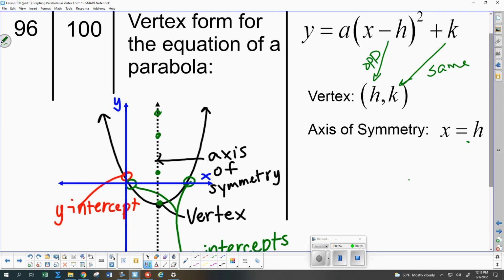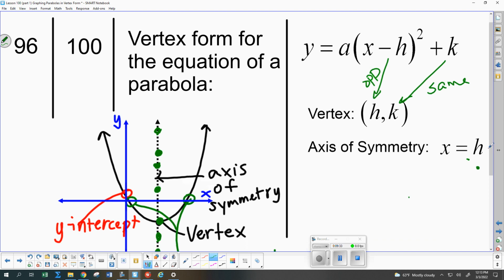If you look at this parabola, here's the vertex, HK. Does this point have the same x coordinate as the vertex? Yes, no? What about this point up here? All of these green points that I'm drawing on here, do all of those have the same x coordinate, the same as the vertex? So that means the x coordinate is h for every single one of those points. That's why the axis of symmetry is x equals whatever that coordinate was.